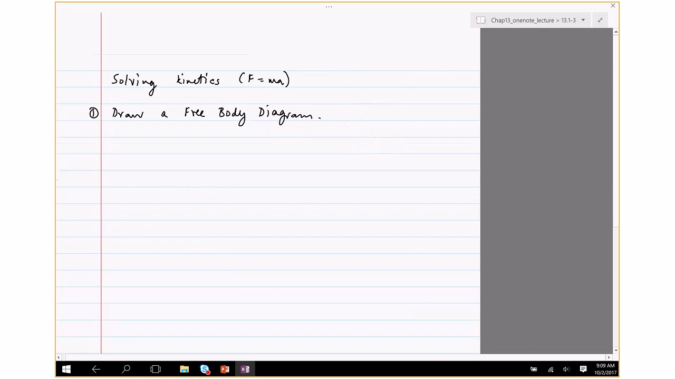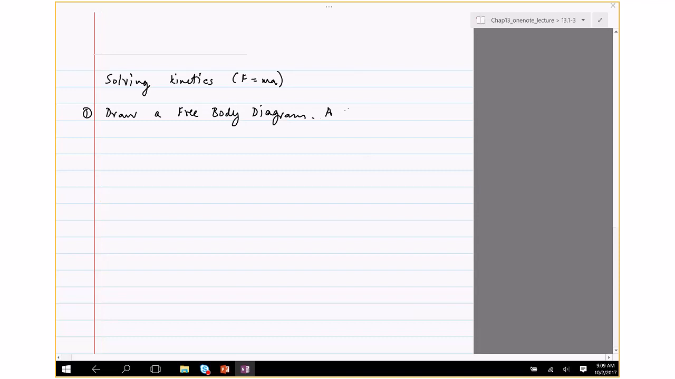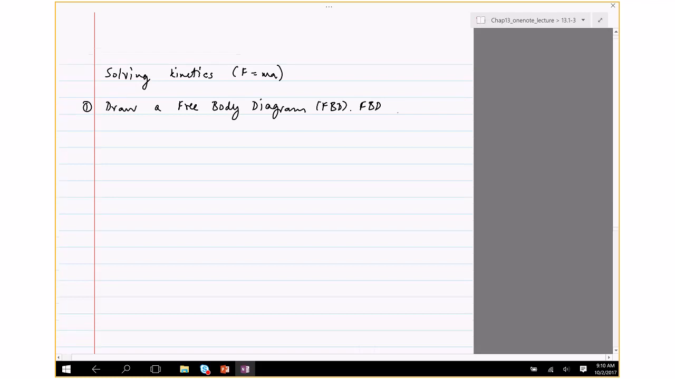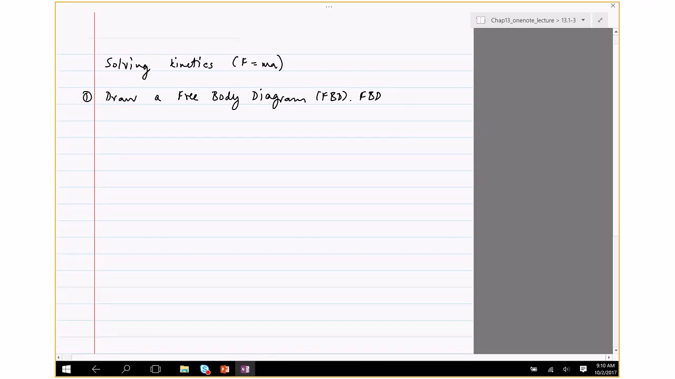Okay, what is a free body diagram? Well, it's a diagram which shows all the forces acting on the particle in this case. I'll denote free body diagram by FBD. FBD should show all forces acting on the body.